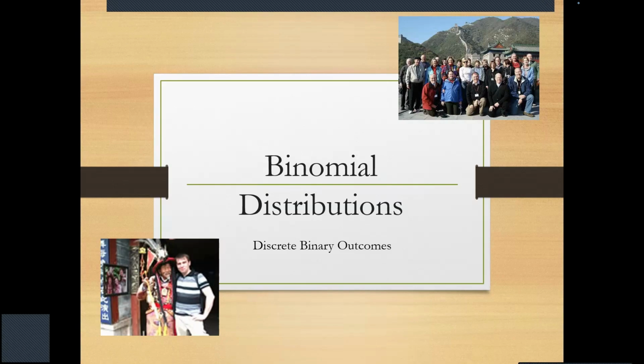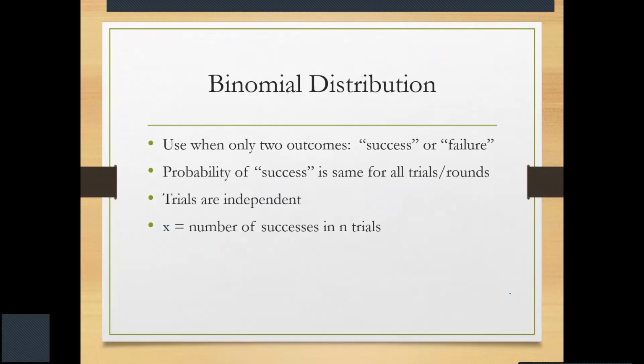Now we're going to talk about something a little bit different, binomial distributions. This is a discrete distribution based on binary outcomes: yes, no, success, failure, something that you can designate with two different outcome levels. So we often call these success or failure, but it's arbitrary what you call success. The idea is that the probability of success has to be the same for all trials or rounds of the event, and the trials are independent.